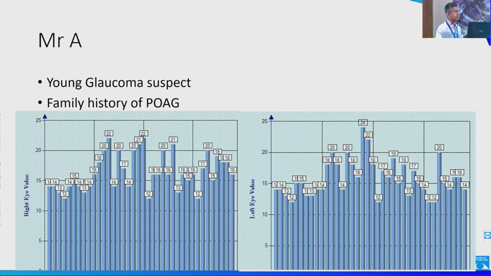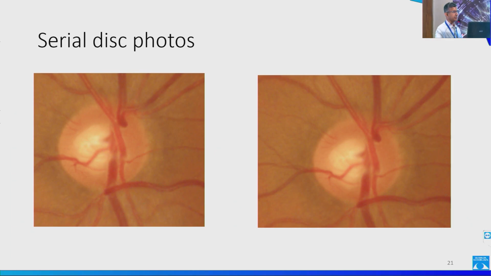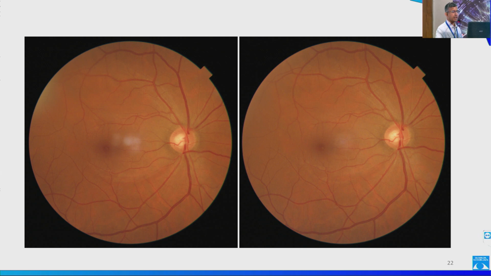So this is somebody who's a young glaucoma suspect with a family history of POAG. This is what his intraocular pressures have been like over time. You can see that he was fairly normal in the beginning, then he spiked to 22, 23 in between, and at that point, we made decisions on treatment. This is his disc photos, how they looked in the beginning, and how they look now. You can see definite nerve fiber defects in both eyes.